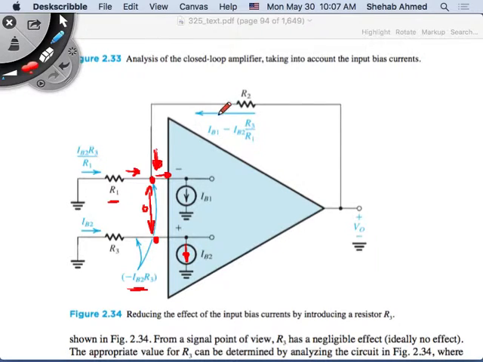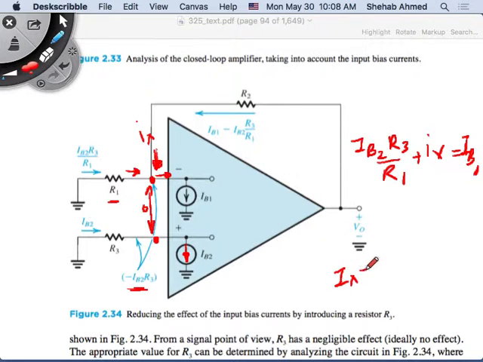Or actually, you want to calculate this one. This is what we want to calculate. So this is Ix that we want to calculate. So IB2 R3 divided by R1 is coming in. Ix is coming in. And the output is IB1. So you can calculate Ix is equal to IB1 minus IB2 R3 over R1.